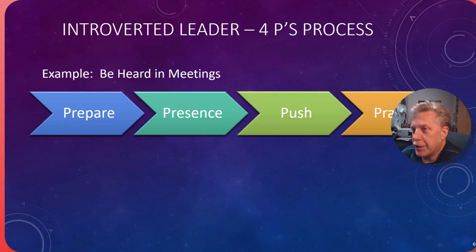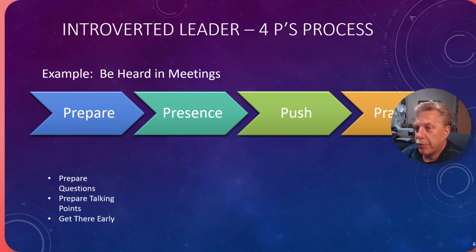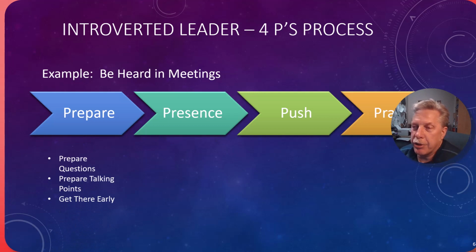So we'll go through an example. An example might be that you want to be heard in meetings, and how can you use the 4P process to facilitate that? So the first one, prepare. You want to make sure that if you want to be heard in meetings, you prepare a list of questions, prepare talking points, and get to the meeting early. For presence, you want to speak up and challenge yourself to speak up in the first 5 minutes of the meeting. You want to push yourself.